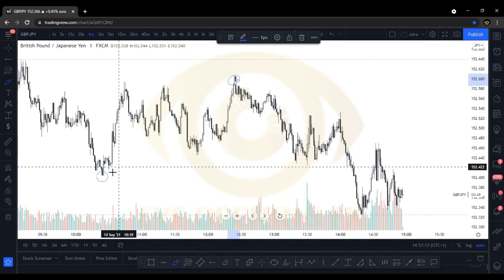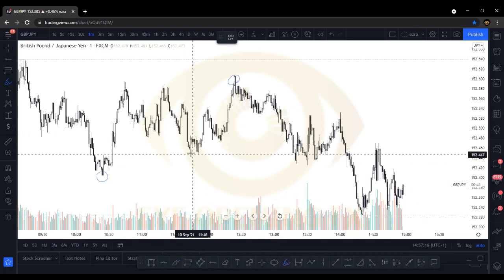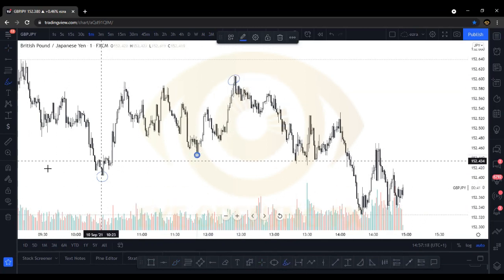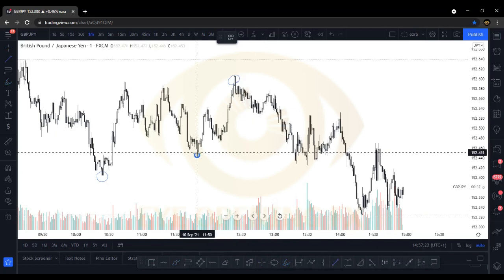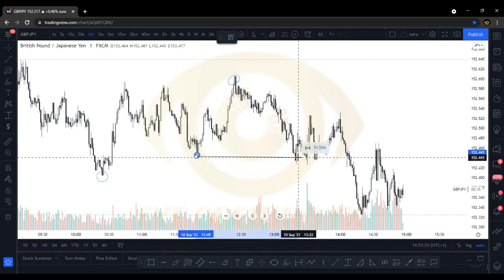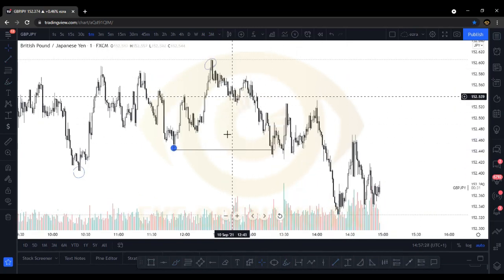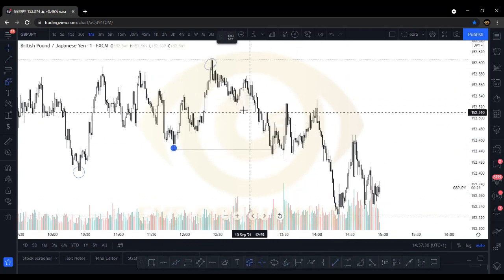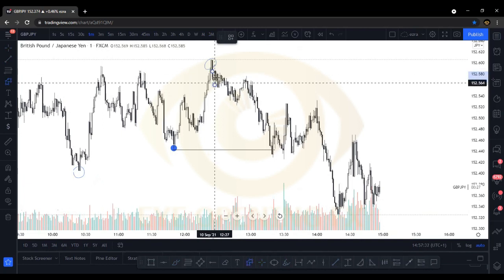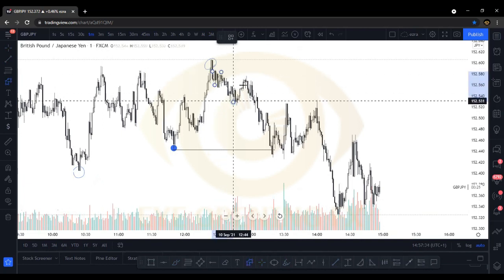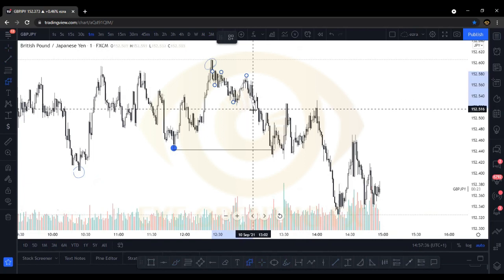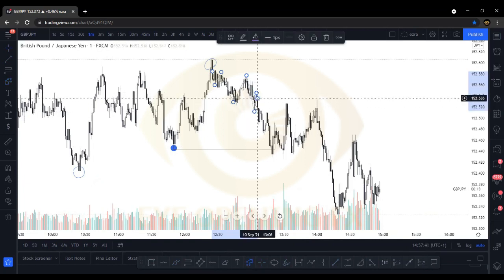structure within the zone. This low is within this main structure. So after the market broke that low, you understand what we call mitigation. Lower low, lower high, lower low, lower high, lower low, lower high. This is where mitigation stops.